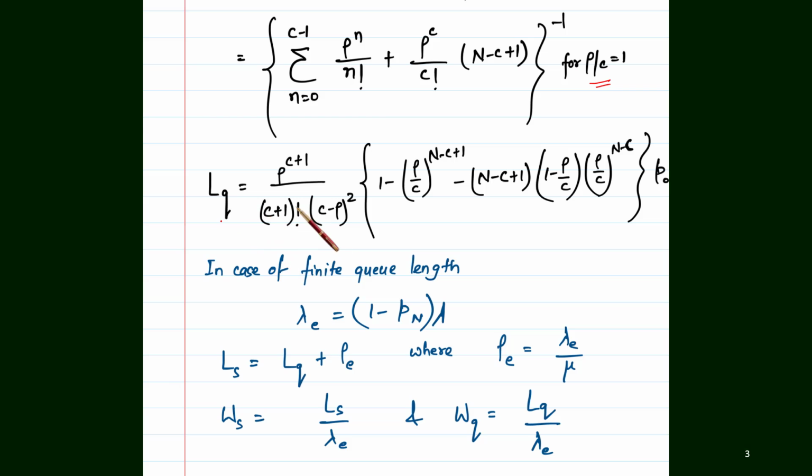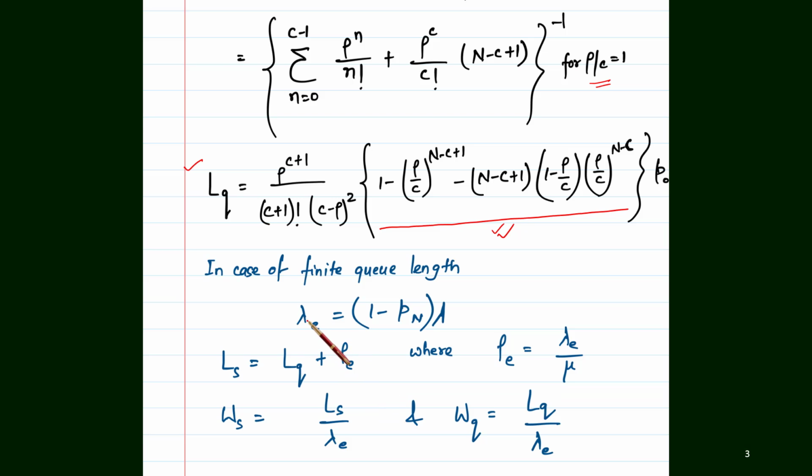Anyway, now we have got the p naught. Now Lq, that is length of the queue. This term we have already seen in case of infinite queue length, into p naught, but this one is extra. So this one is added. So now we have got Lq. Now we know Ls is equal to Lq plus rho E.